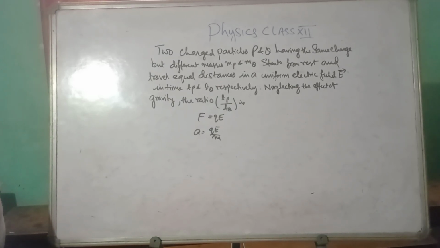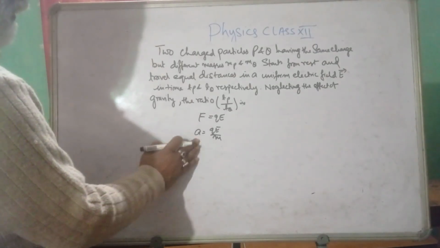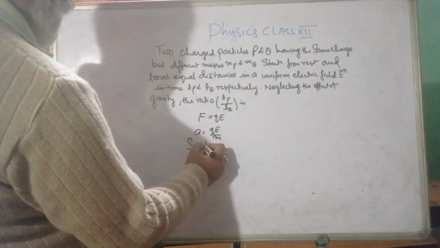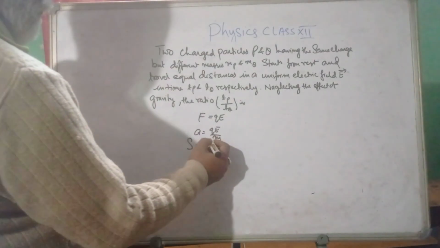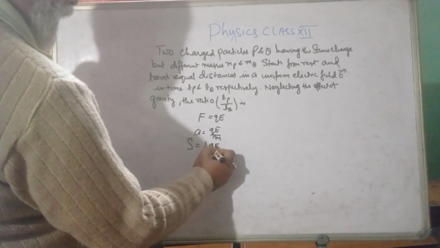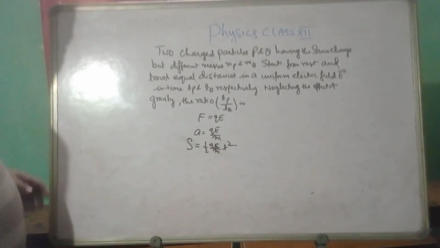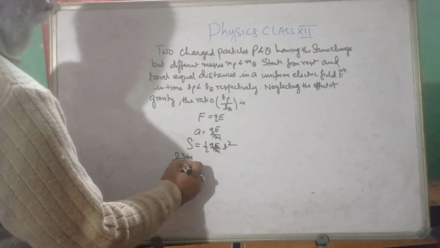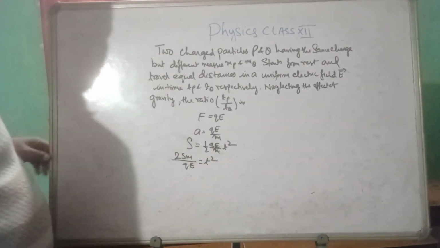Now, you have to find the time. So for the distance traveled, as initially it is at rest, S is equal to ut plus half at square, where initially u is zero, so it is half a t square. So this is half QE by m into t square. So from here we get 2Sm by QE is equal to t square.